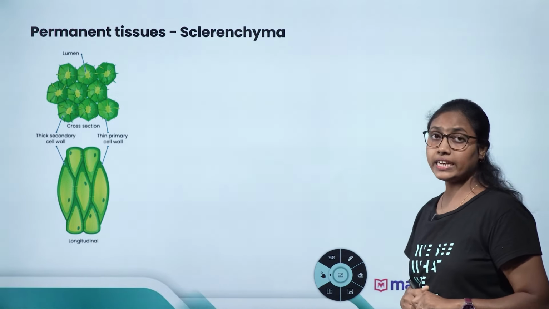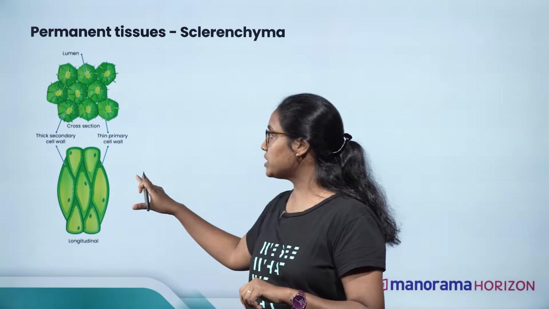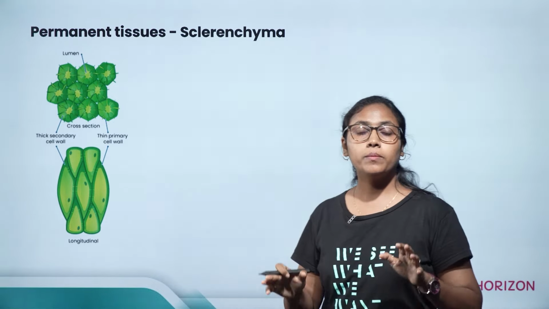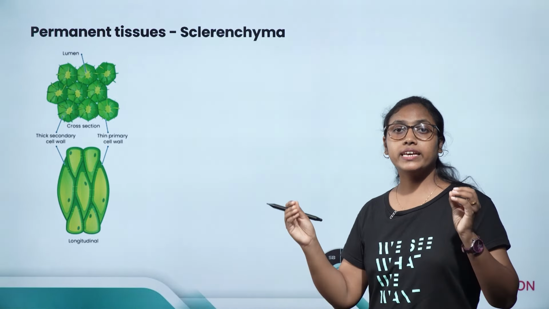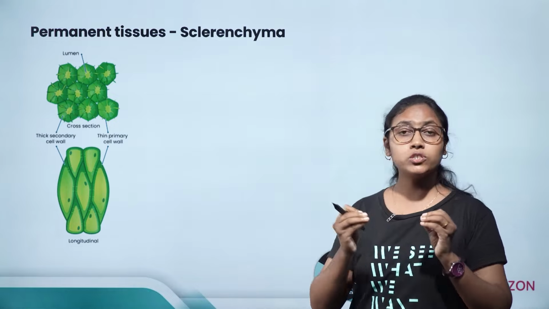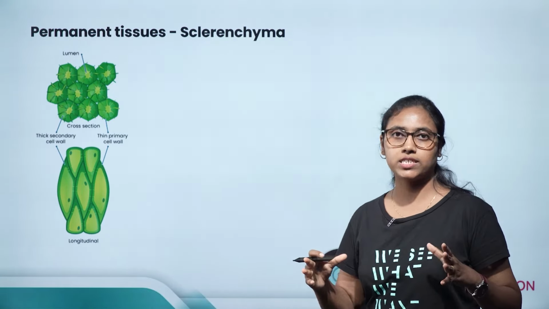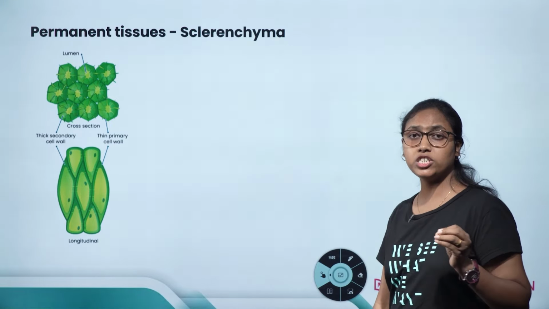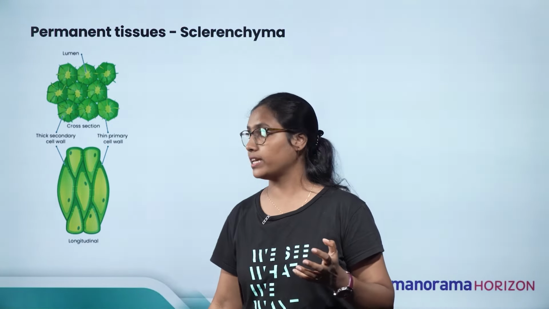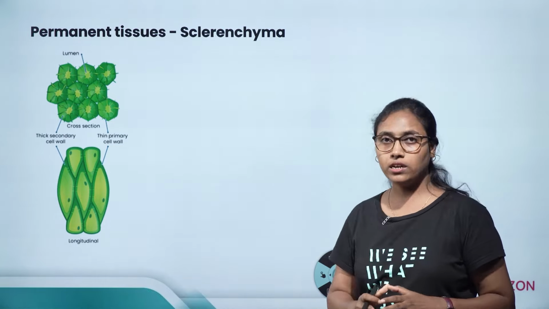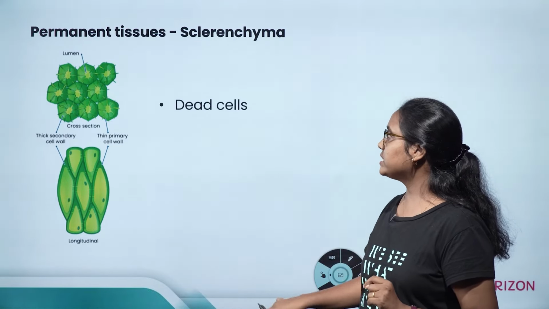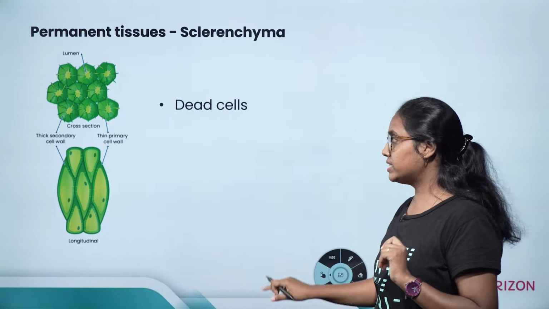Now, coming to sclerenchyma, these tissues have thick cell walls. Because of the thick cell wall, there is no chance of conduction here. Hence, the cells here are dead cells. As I told you, there are many permanent tissues which are made up of dead cells. One of these is sclerenchyma. You can see here they are made up of dead cells.